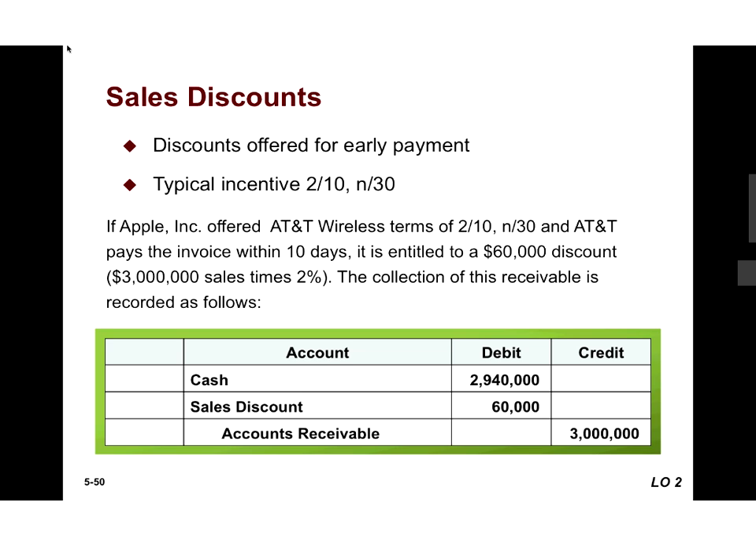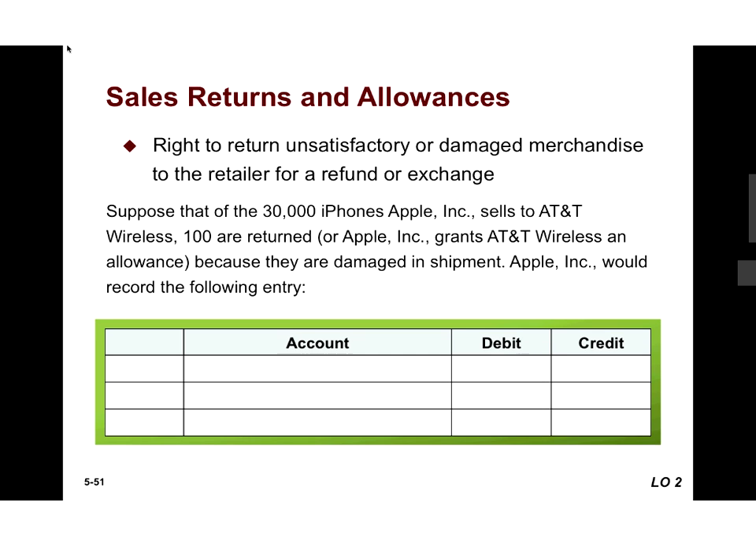That's a sales discount. A sales discount has to do with early payment. Now next up, we've got some more terminology, sales returns and allowances. Sales returns and allowances, there's something wrong. People want to return the merchandise or get a credit for it.